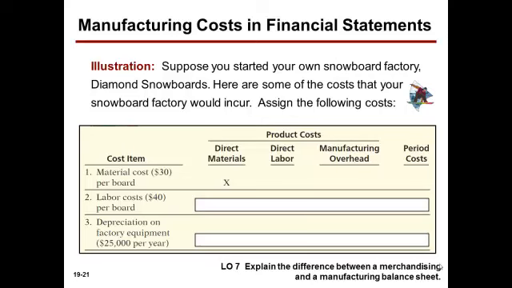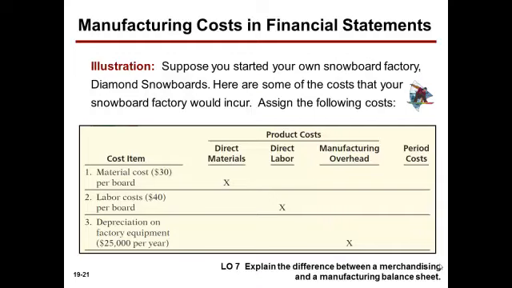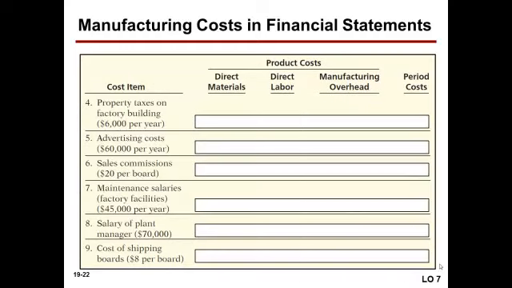Labor cost. It costs us $40 to convert those raw materials into the snowboard. What's the classification of that labor cost? Direct labor, directly associated with the assembly of the finished product. Number three, depreciation on factory equipment, $25,000 per year. What type of cost is that? First of all, it's in the factory, but it's not a direct material, it's not a direct labor, so therefore, by default, it's a manufacturing overhead cost element. Next item, property taxes on the factory building, $6,000 per year. Again, within the factory, not DM, not DL, manufacturing overhead.